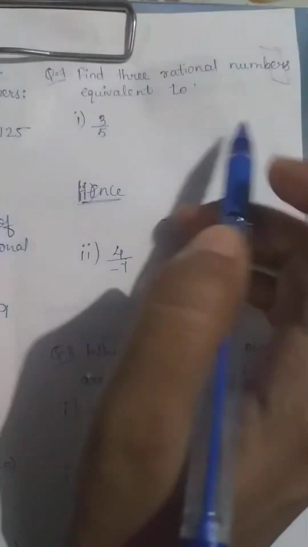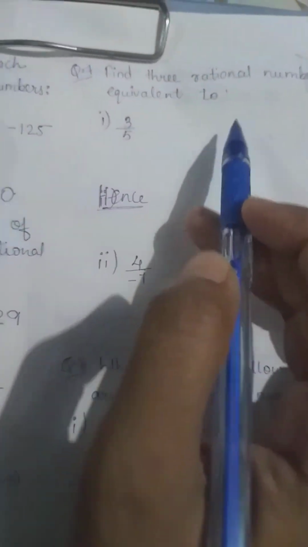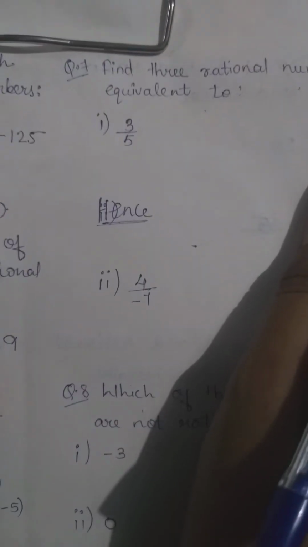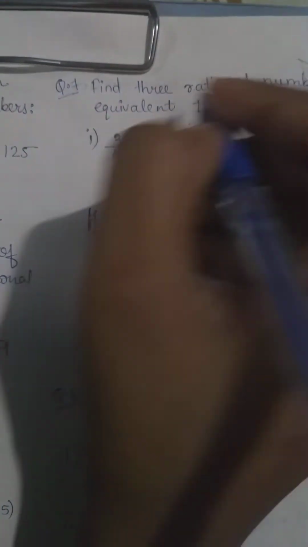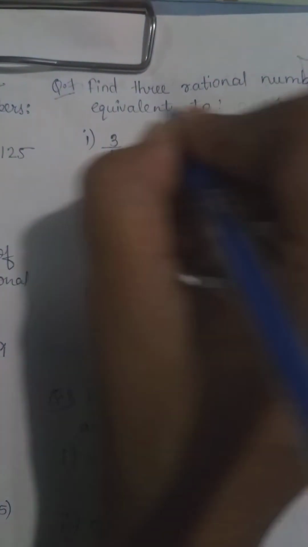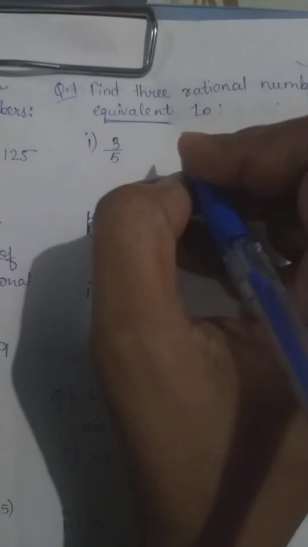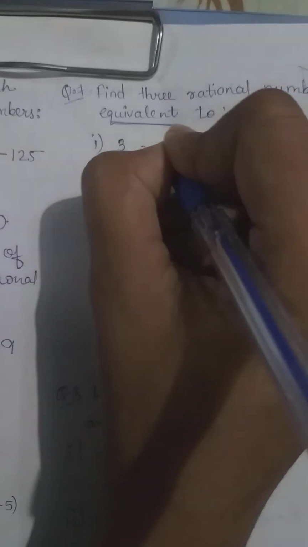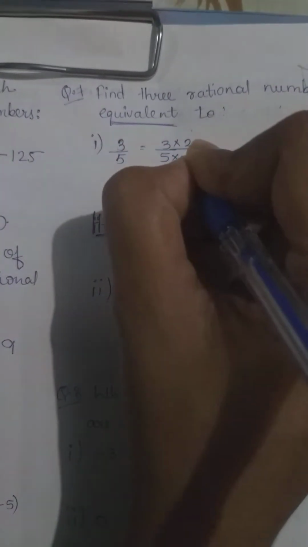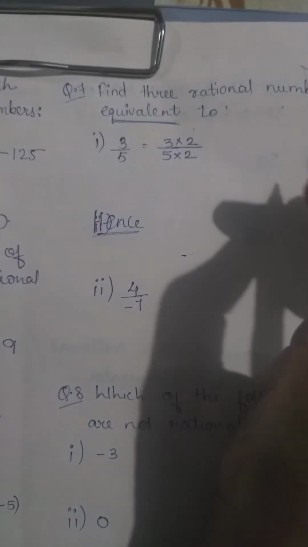Now students, we're going to start with question number 7. Find the 3 rational numbers equivalent to 3 by 5. Okay, so this is one rational number. Equivalent number we have to find out. So, what we'll do? 3 by 5, multiply by 2 in the numerator and multiply by 2 in the denominator.